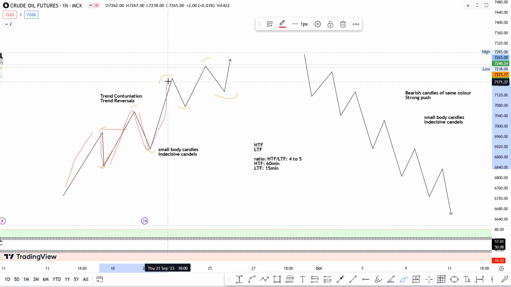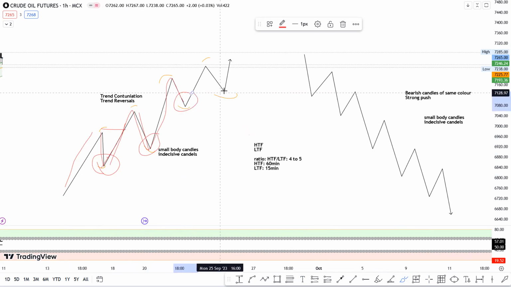Okay, so always try to take entries over here, here, and then here. That will usually make your small account grow multifold, but most people will try to do a short entry here, a long entry here, again a short entry here, a long entry here. You cannot time the market exactly, right?